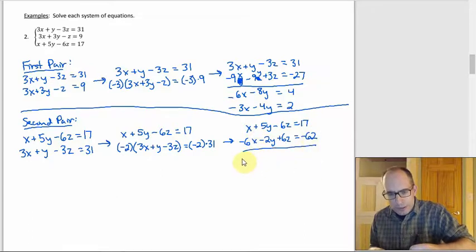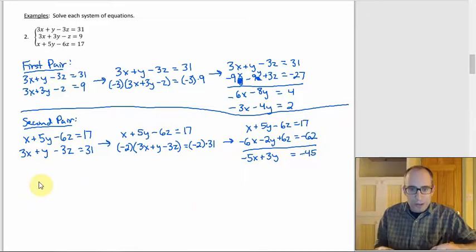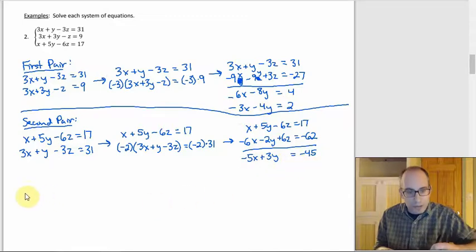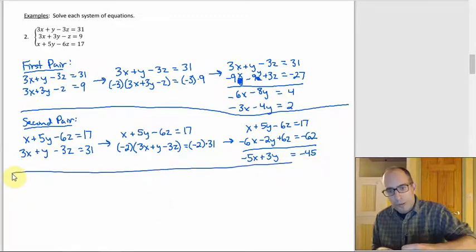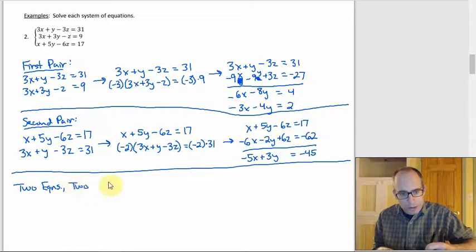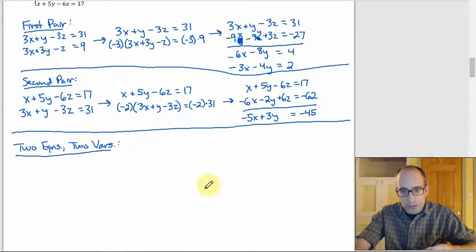All right, so if I add those two together, we're going to get minus 5x plus 3y, no z term, equals negative 45. That's what 17 minus 62 is. Okay, so now if you look at what we got, negative 3x minus 4y equals 2, and negative 5x plus 3y equals negative 45. So, section that off, for two equations and two variables, right? Because now we've got two equations that are just in terms of x and y.